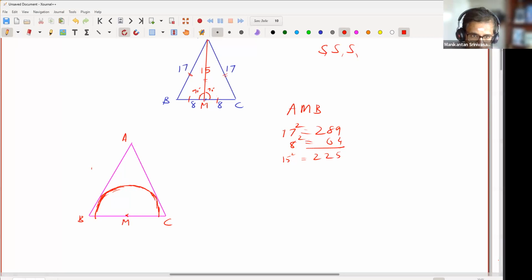Okay. And this is 17. We know this is 17, the entire length. And we also know that this is 8 and this is 8. And we also know that the height AM we discovered is 15. Okay. Continue, Precious. What is the question now?